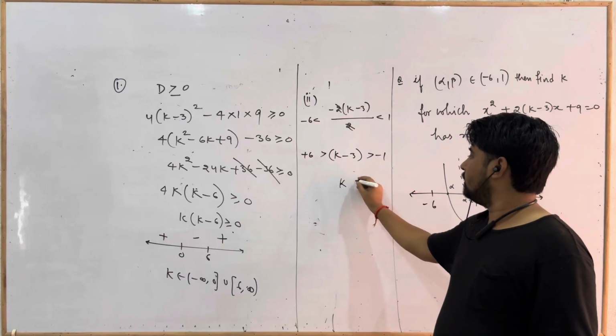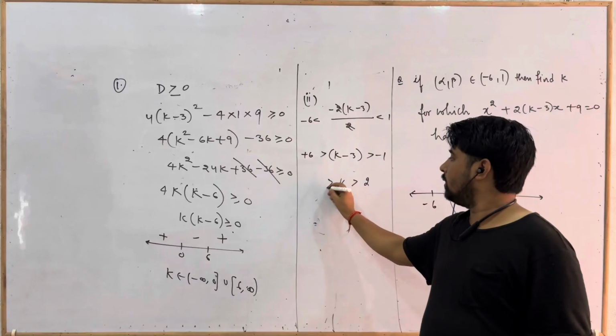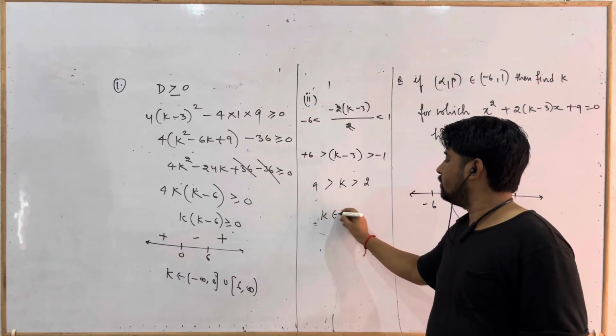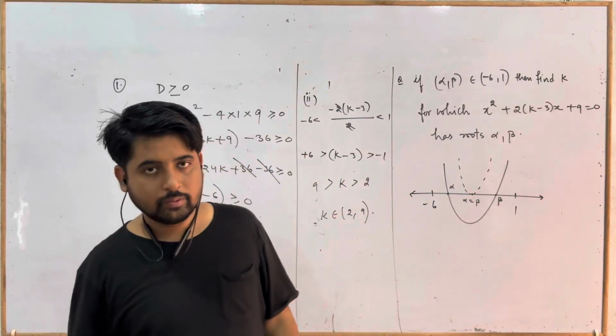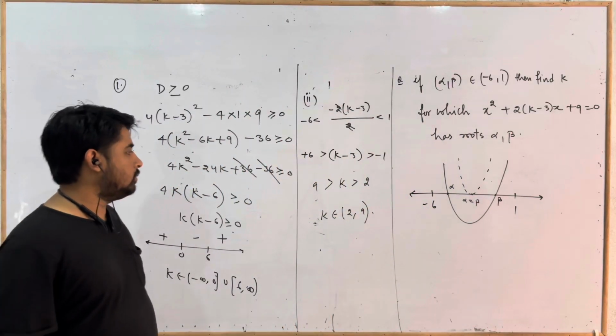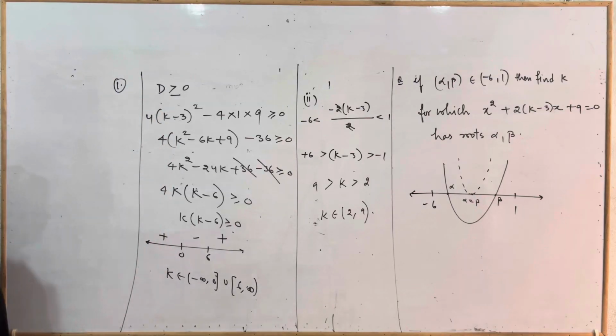Now add plus 3. So this is k. This will be minus 1 plus 3, 2. And this will be 9. That means k is an element of 2 to 9. I hope you are getting this point. Okay. Now the third point. Third point is what? Look at here.